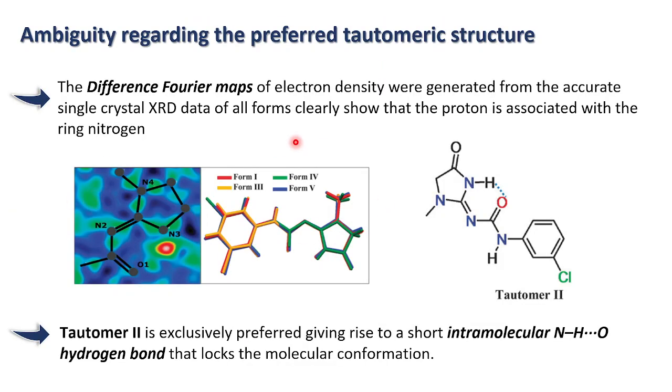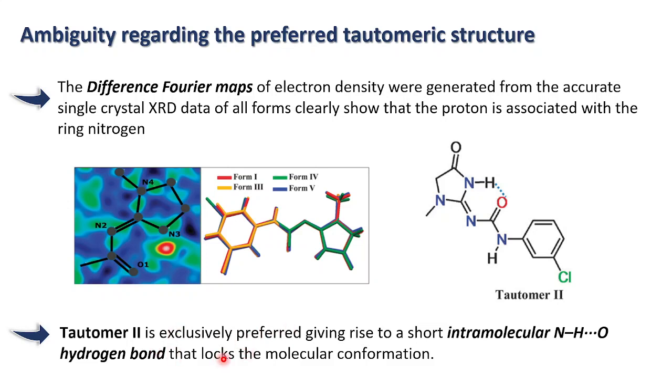This is the overlay diagram, meaning the different forms are all from which tautomer? Tautomer 2. How can we identify that this is the preferred tautomeric structure? We can obtain this from the accurate single crystal XRD data, from which we generated the difference Fourier maps. From that we can conclude that tautomer 2 is the preferred one.